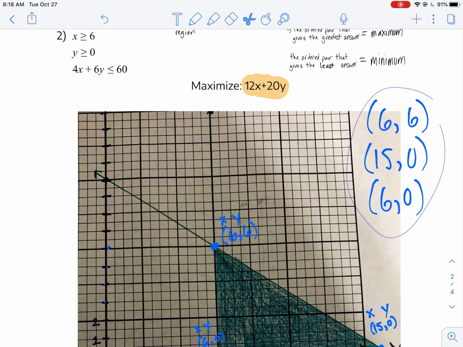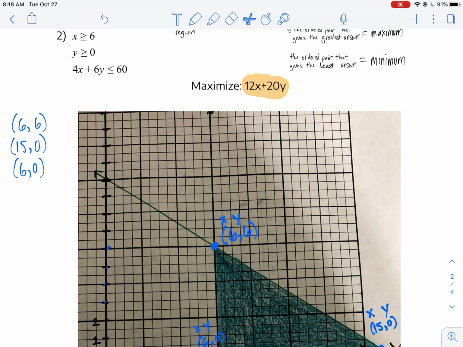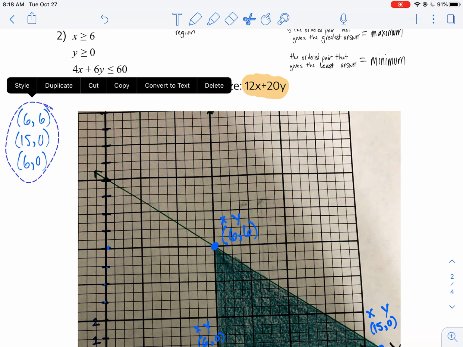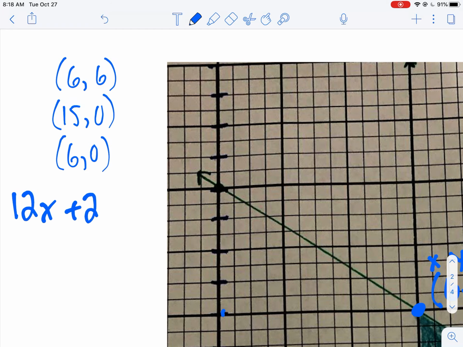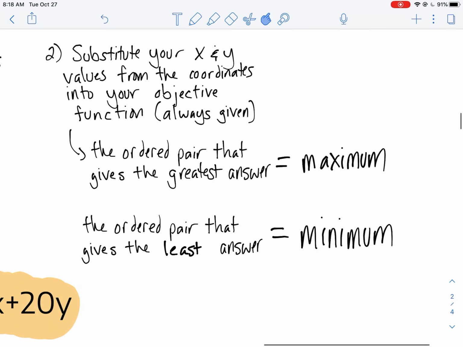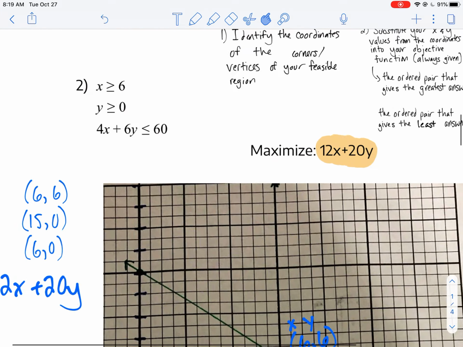I'm just going to shrink these and bring them on over. I'm going to have my objective function, which is 12x plus 20y. And now you're just going to use substitution. As the step says up here, substitute your x and y values from the coordinates into your objective function. The ordered pair that gives you the greatest answer is your maximum, and the ordered pair that gives you the least answer is your minimum. So let's figure this out.